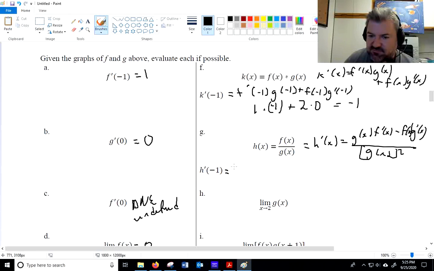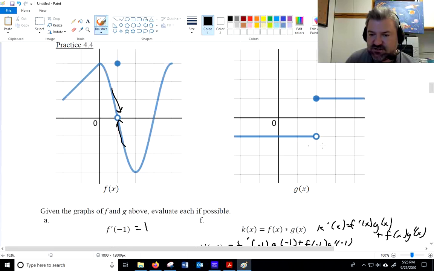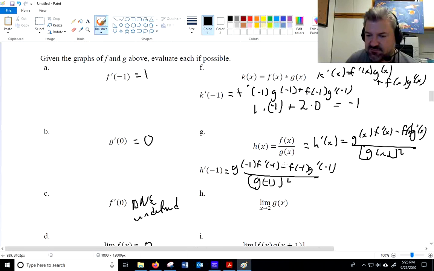So h prime of 1 is g of negative 1, f prime of negative 1 minus f of negative 1, g prime of negative 1, all over g of negative 1 squared. All right, g of negative 1, I think we've already done that, is negative 1. So this is going to be negative 1. f prime of negative 1, I recall, was 1. We did it over here at A. f of negative 1, we just did that a second ago. It is 2, so it's minus 2.